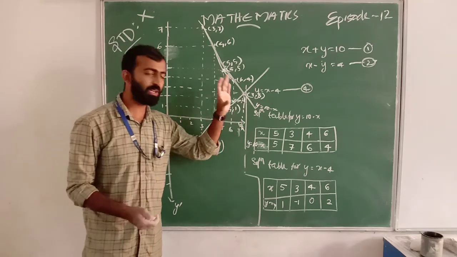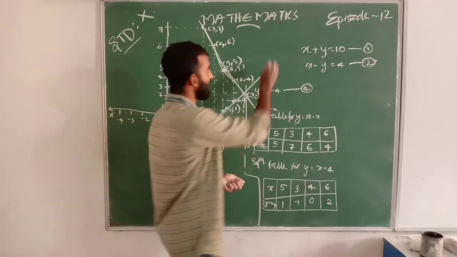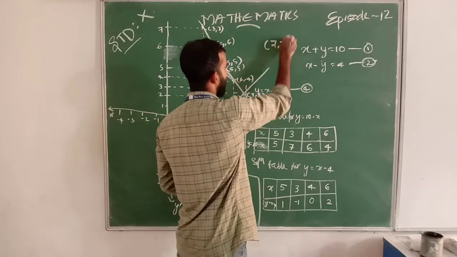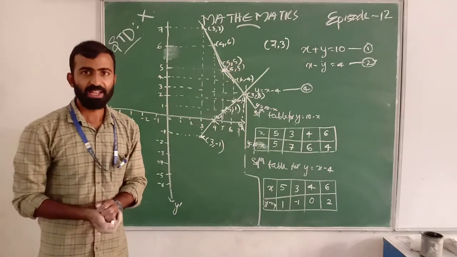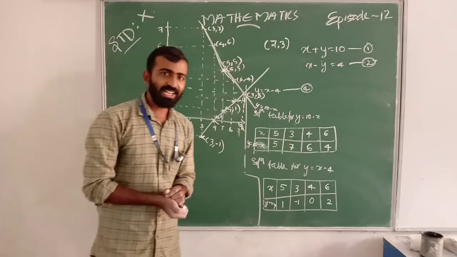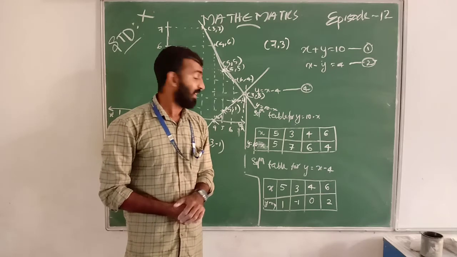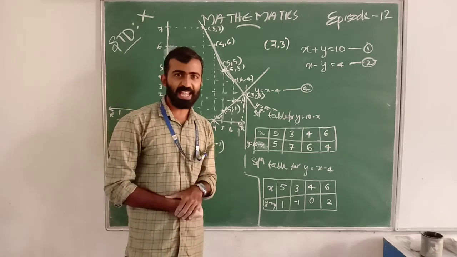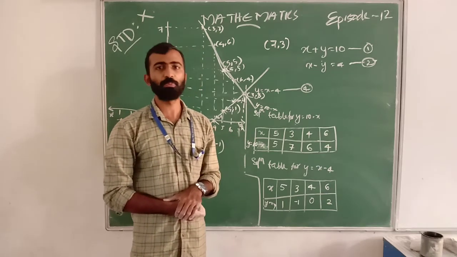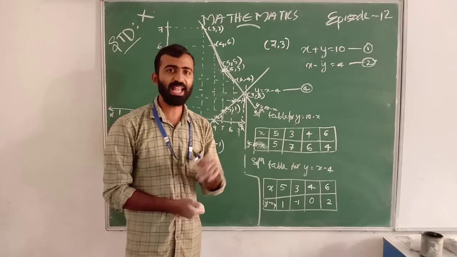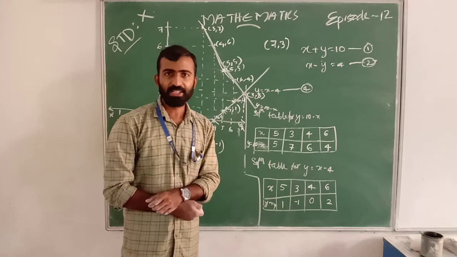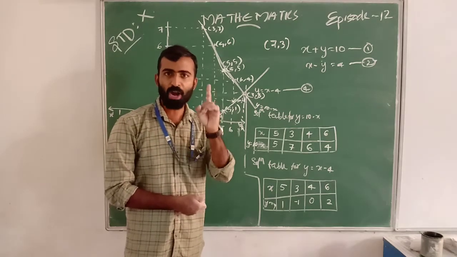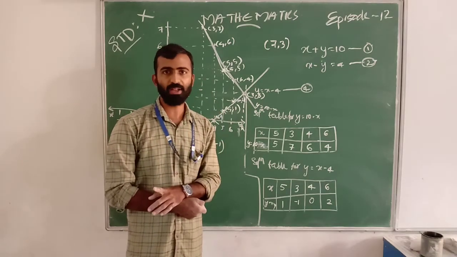That is, x coordinate is 7. That is, intersection is on 7, 3. That is, x coordinate is 7 and y coordinate is 3. Already we studied that when the lines are intersecting, that is a1 by a2 not equal to b1 by b2, then the graph is intersecting and exactly one unique solution exists.